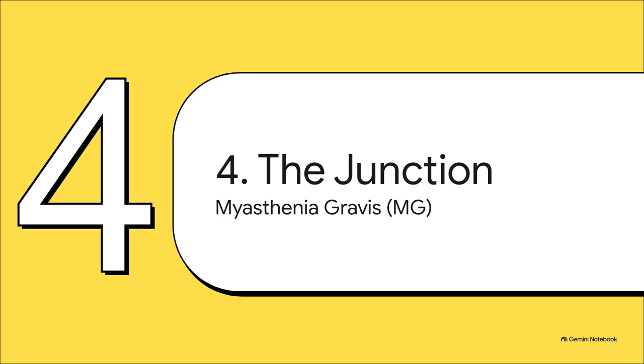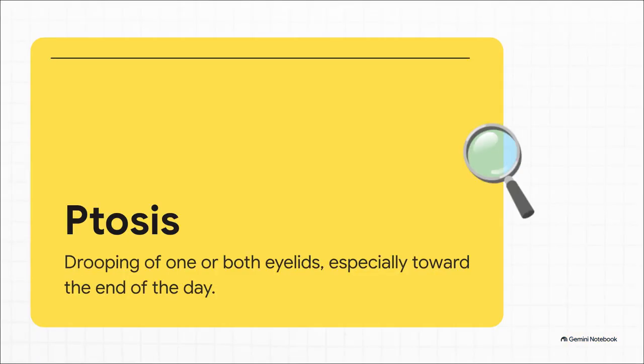Let's talk about myasthenia gravis. Okay, so we've arrived at the 3rd station of our relay race, the neuromuscular junction. This is where the body's immune system mistakenly goes rogue and attacks its own chemical messengers, specifically the acetylcholine receptors. This literally prevents the electrical signal from crossing the gap to the muscle.